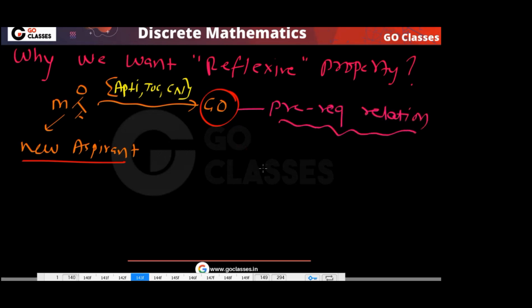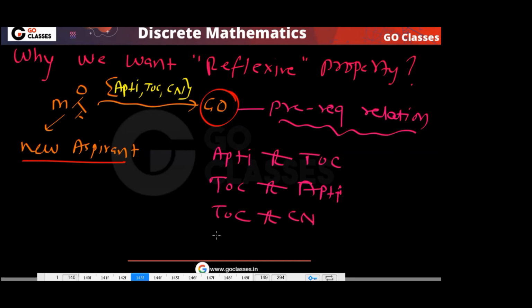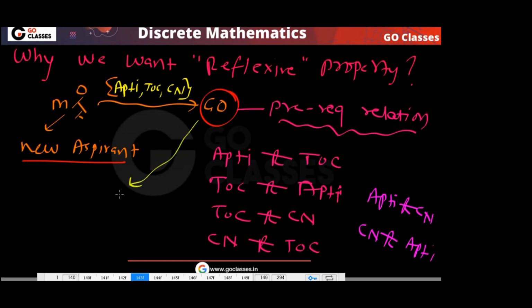When we define this prerequisite relation, you can notice that aptitude is not related to TOC, and TOC is not related to aptitude. Similarly, TOC is not related to CN, and CN is not a prerequisite of TOC. Similarly, aptitude is not a prerequisite of CN, and CN is not a prerequisite of aptitude. So finally, what will we give? We will just simply say that there is no order. Really, there is no order.